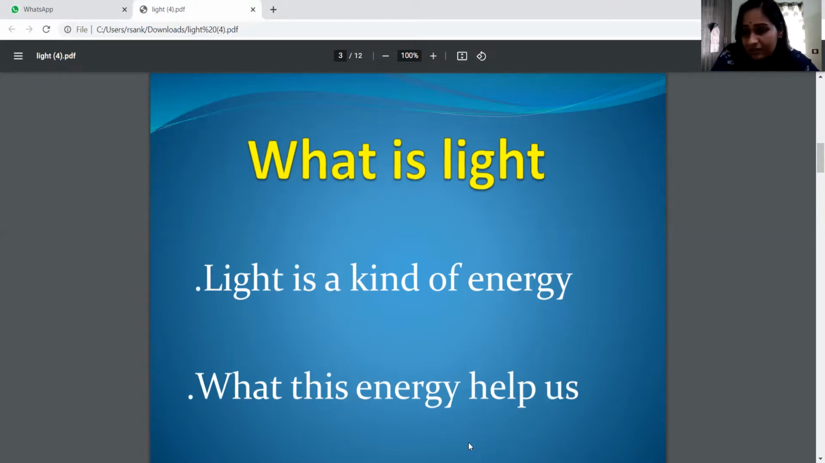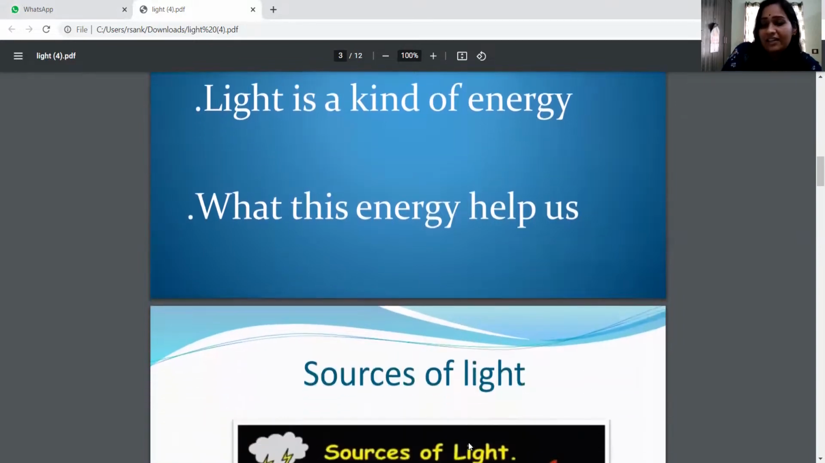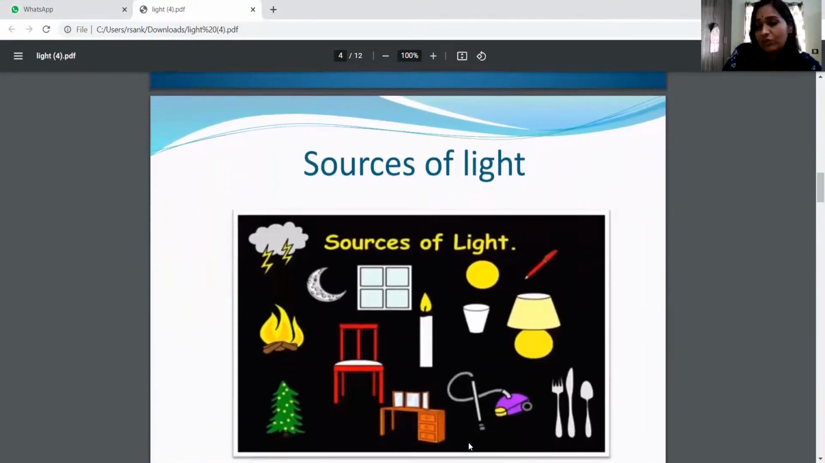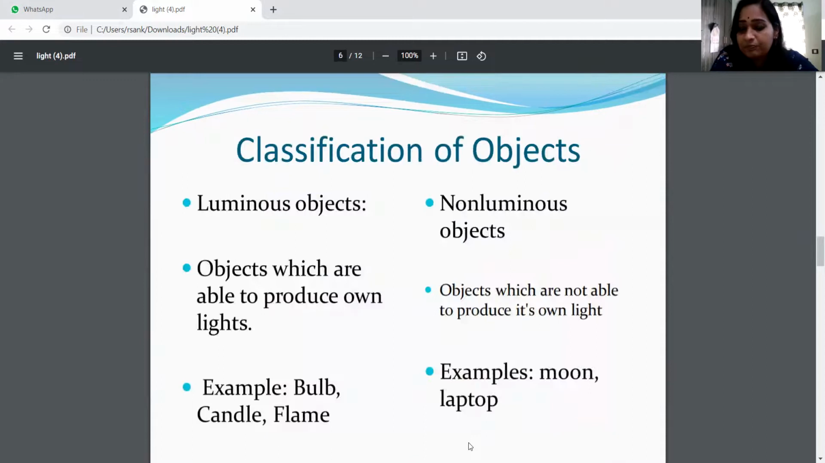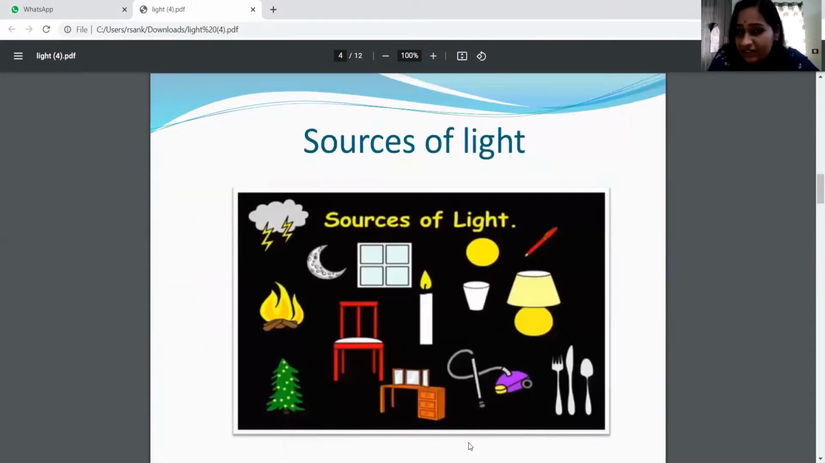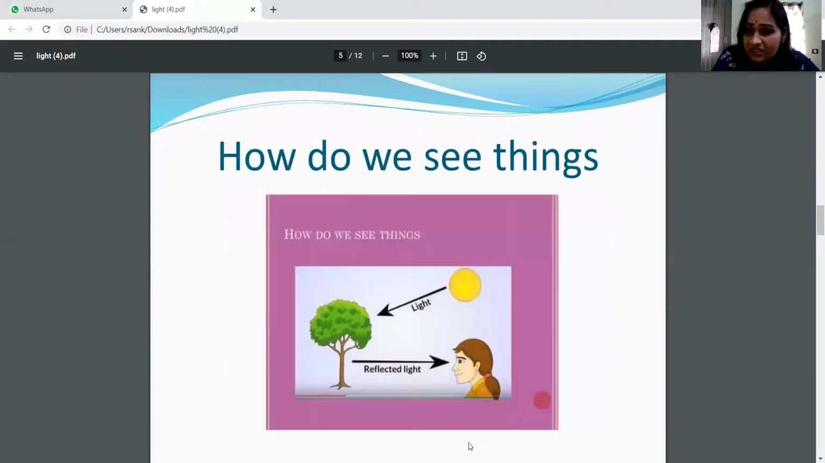How does this energy help us? Actually, light is very essential to see the objects around us, right? Without light, can we survive? No. Without light, we cannot see any object around us. So what are the different sources of light you can see here? If you see the image here, you can see different sources of light. The Sun is one of the most important sources of light, and along with that, moon, candle, flame, tube light. And here you can see chairs, tables, and various objects like that.